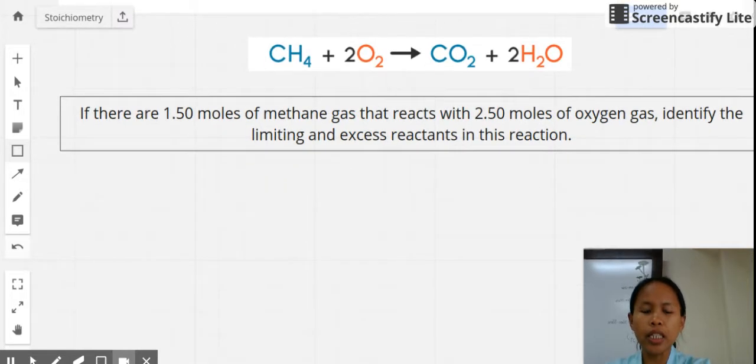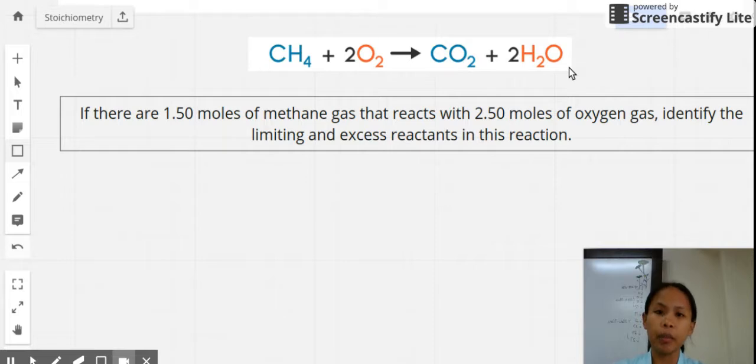This is a problem about the combustion of methane gas. Methane is CH4. It reacts with O2, forming CO2 and water. Now, before you begin any calculations, please check whether your equation is balanced. I want you to pause this video and check whether the equation is balanced or not. Now that you're convinced that the equation is balanced, we can begin.